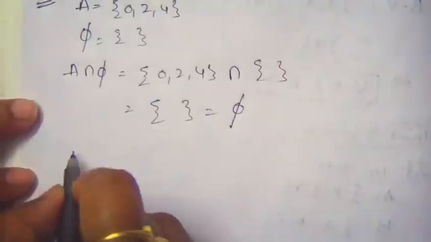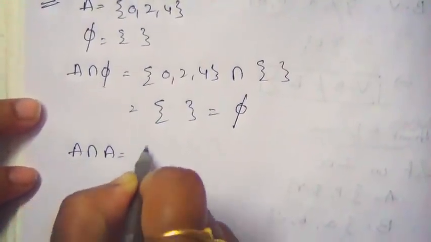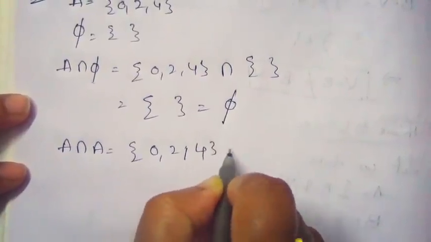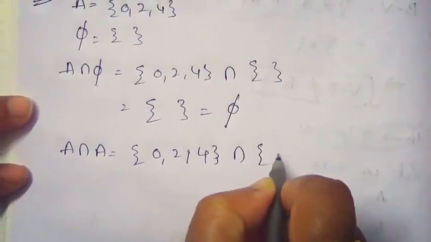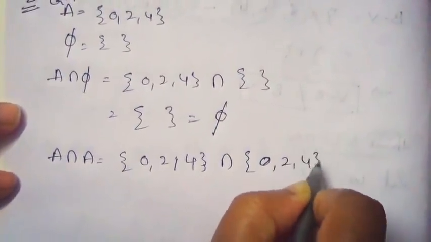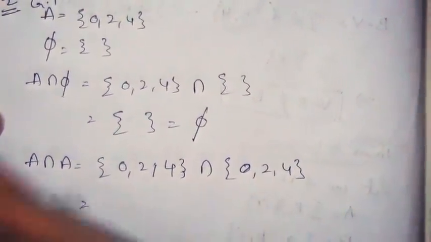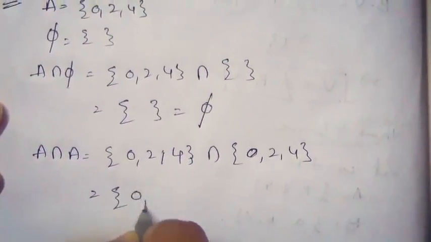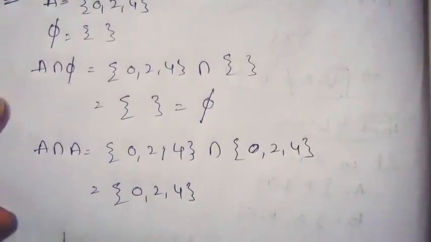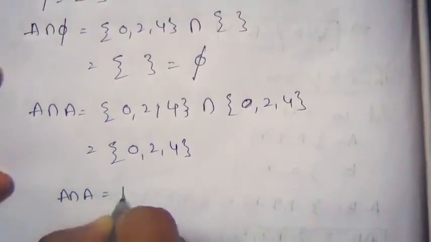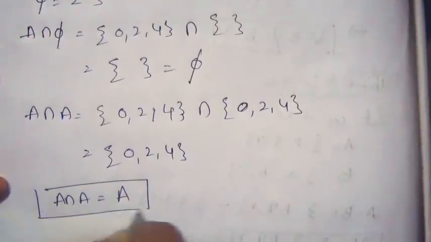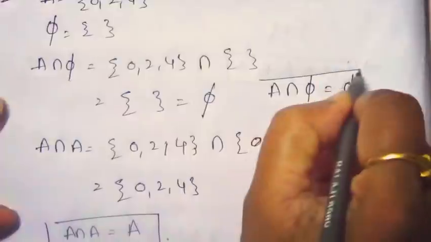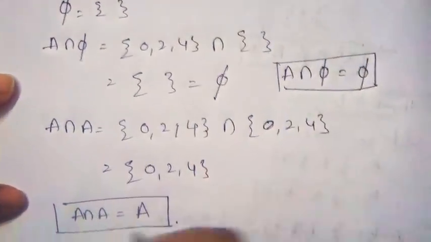So next, what you have to find out? A intersection A. What is A? {0, 2, 4}, intersection {0, 2, 4}. What are the common elements? All are common elements. Why? Because these two are the same sets. So {0, 2, 4}. So A intersection A is equal to A. Here A intersection null set is equal to the null set. Here it was a comment.